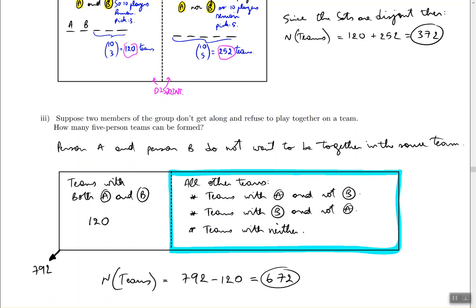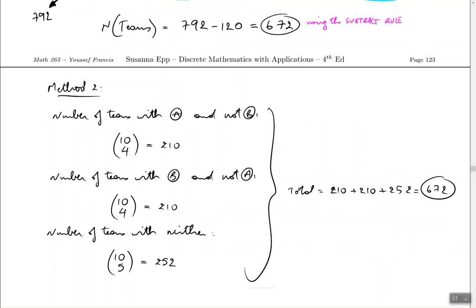Let me show you on a separate piece of paper how to count it the other way around, using the addition rule. So this was using the subtraction rule. So this is method 2, where we counted the number of teams with the person A but not person B. Remember, your team has 5 people, 1, 2, 3, 4, 5. If you select A on that team, B is not going to be able to be selected. So there are 10 people left and you have to choose 4 of them. That's why there's 10 choose 4.